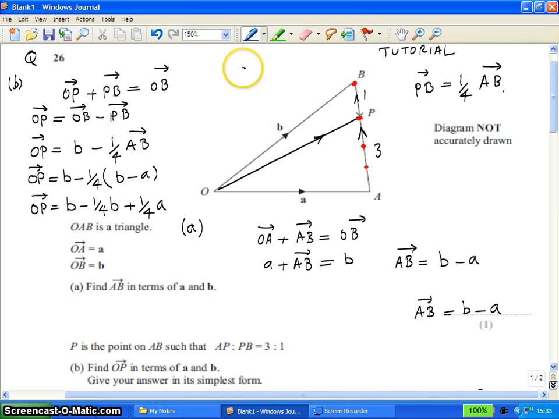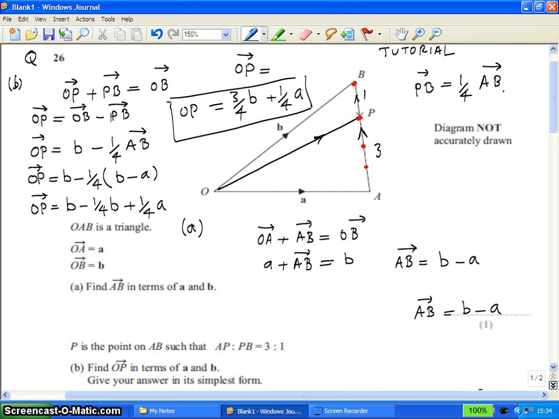And now I'm just going to bring that here. OP is equal to b, take away 1/4 of b is 3/4 of b, and plus 1/4 of a, so that becomes OP. Okay, that's for part B. Thank you.